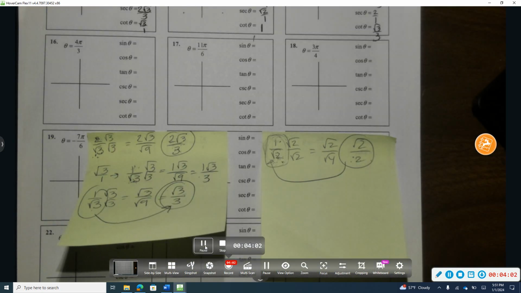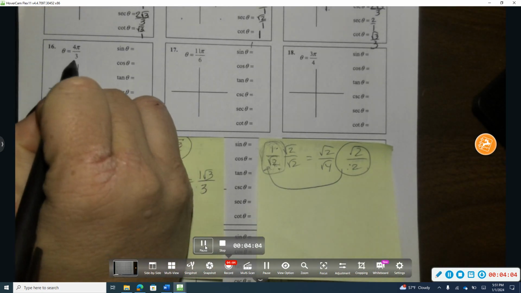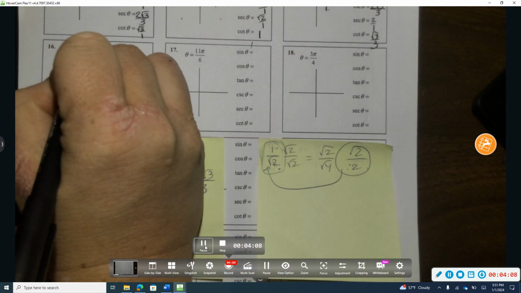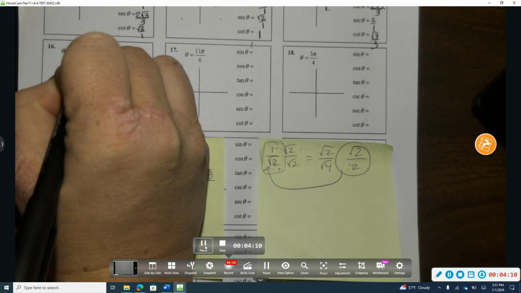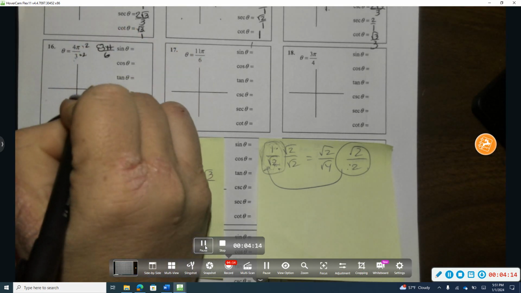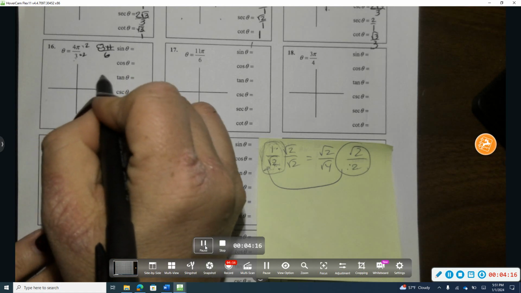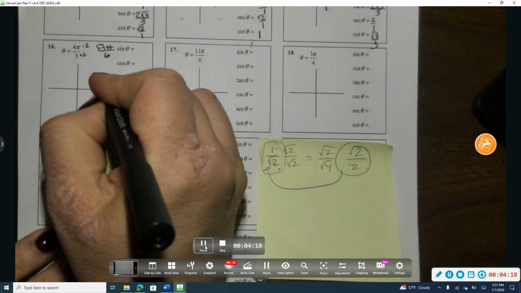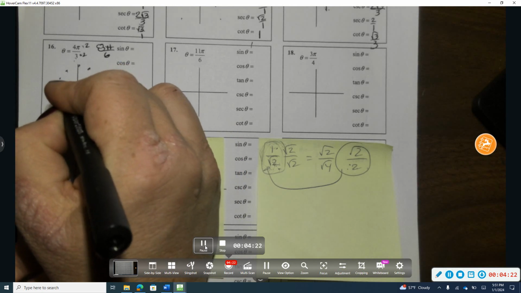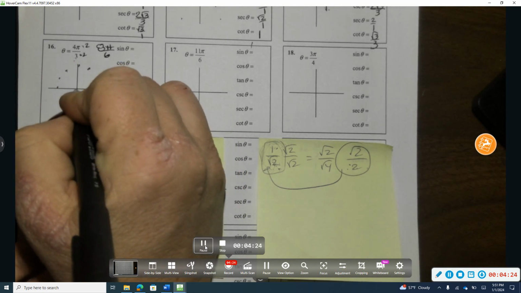Okay, let's look at number 16. Now again, we don't have a denominator that it's a 6 or a 4, so we need to rewrite this. Taking the top and the bottom times the same value, I get 8 pi over 6. So let's count within 30-degree increments here. So I'm going to go 1 over 6, 2 over 6, 3 over 6, 4 over 6, 5 over 6, 6 over 6, 7 over 6, 8 over 6.